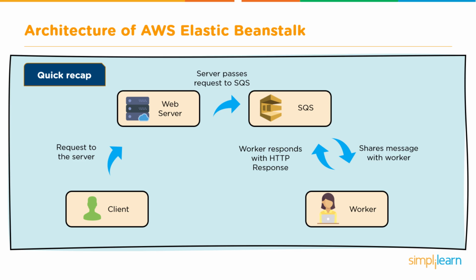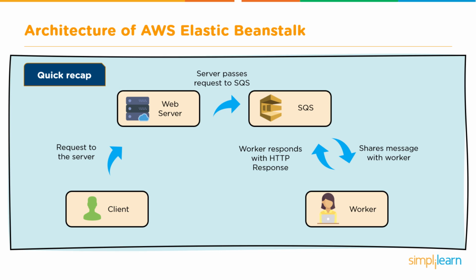Now here, a quick recap. The client requests access to an application on a web server using an HTTP request. The web server passes that request to the queue service. The queue service shares the message with the worker. Probably a worker might be a manual worker, but generally it's an automated worker, so it would be shared via the worker environment only.